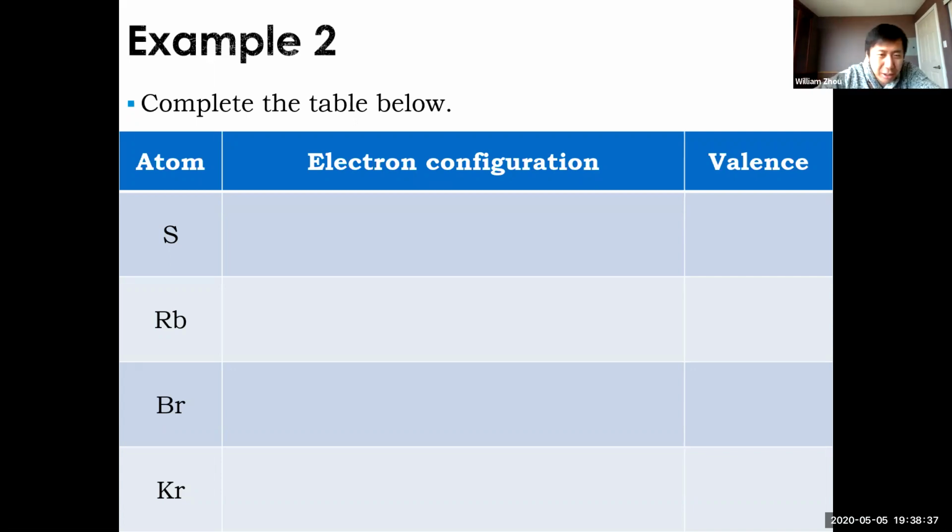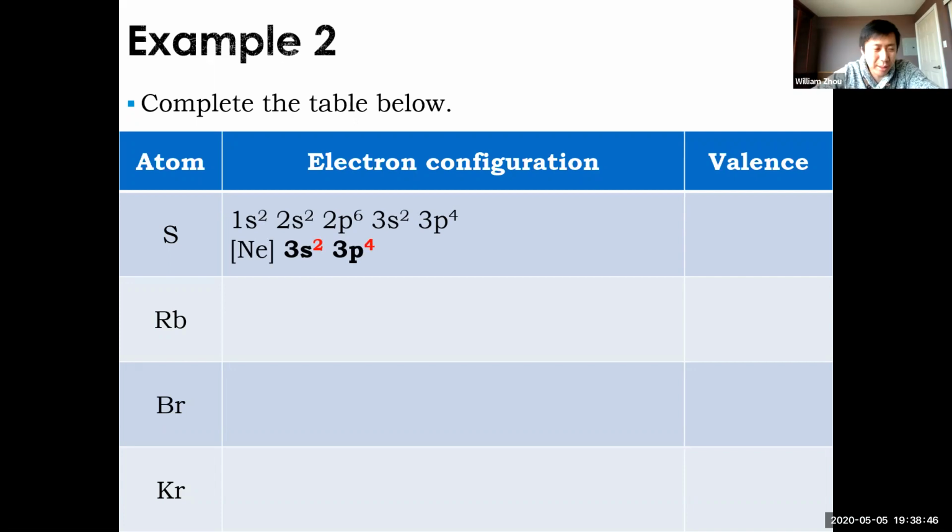Write the configuration and then figure out how many valence electrons. So sulfur is neon 3s2, 3p4. Okay, that's an easy one. No exception, very simple. How many valence electrons? Well, the neon core, those don't count. So what comes after? You follow the rule.